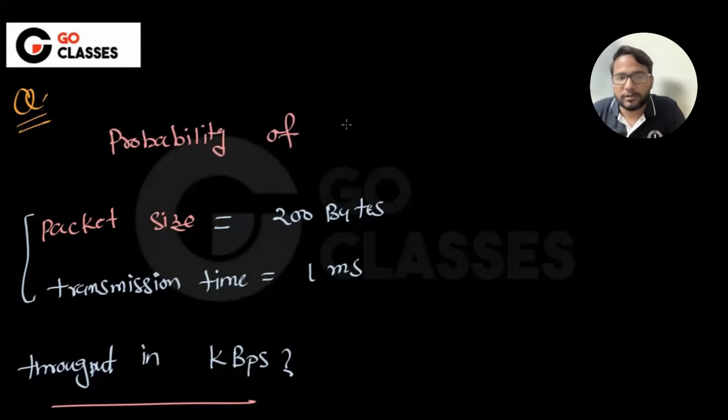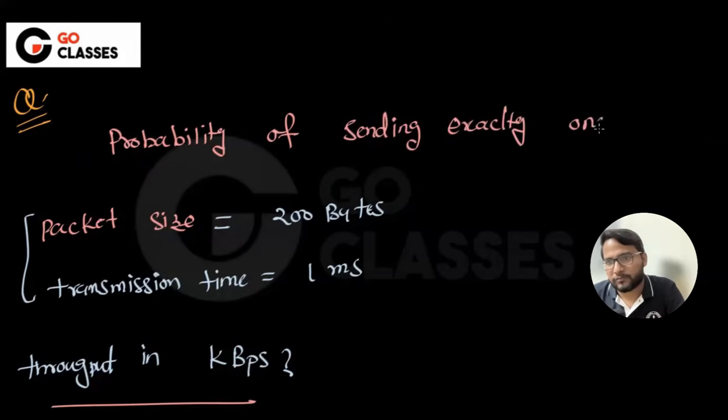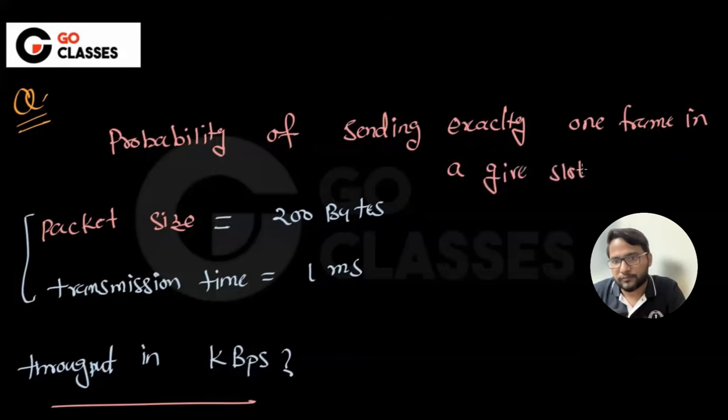of sending exactly one frame in a given slot is, let's suppose, 0.2. Okay. Then tell me, will anything change here? Will any of the calculation change, or will everything remain the same?